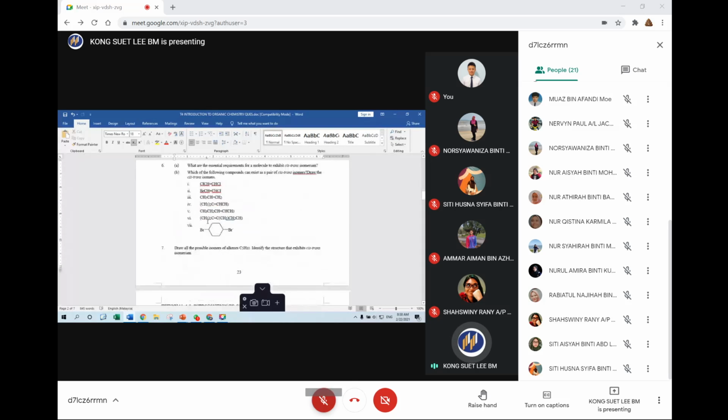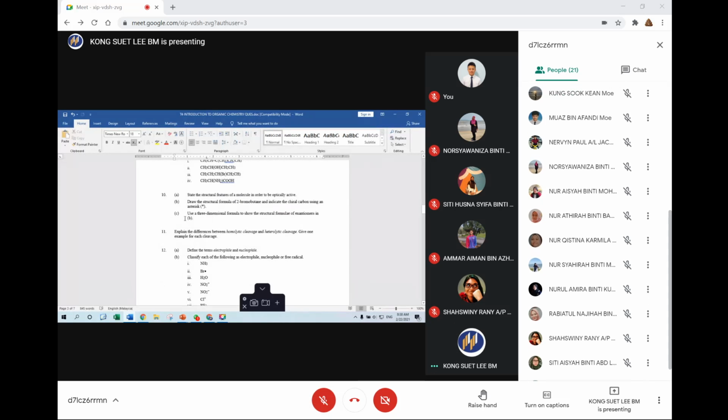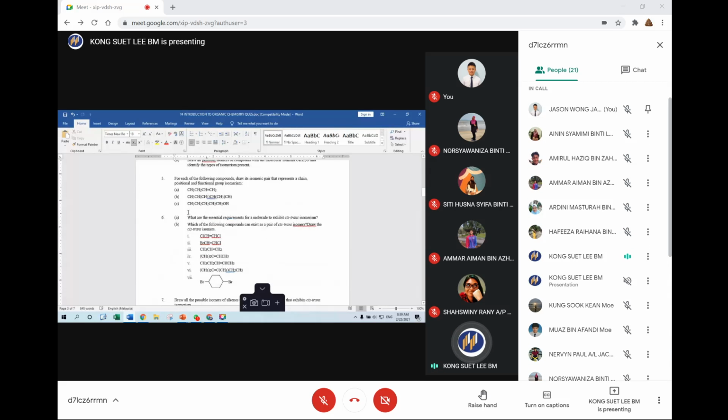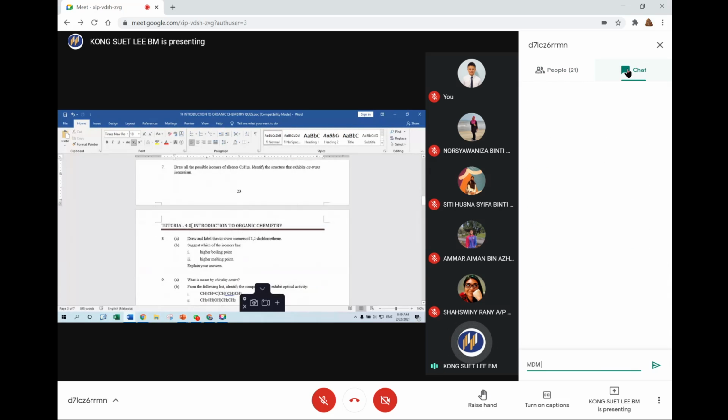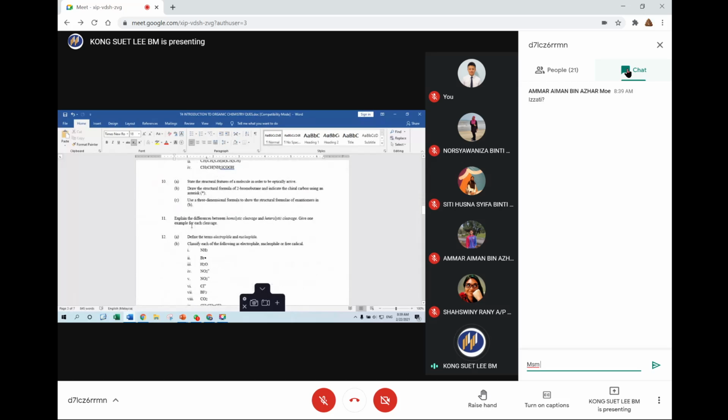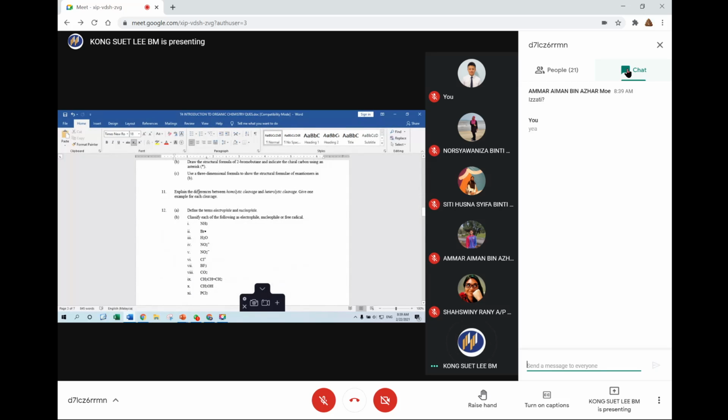So there are only 2 questions for functional group. From question 4 until question number 10, all are about isomerism. Question number 11: explain the difference between homolytic cleavage and heterolytic cleavage, then give 1 example for each cleavage. So this is a fact question. I think it should be no problem as long as you have the lecture notes. But the problem is, do you understand what is homolytic cleavage or heterolytic cleavage?